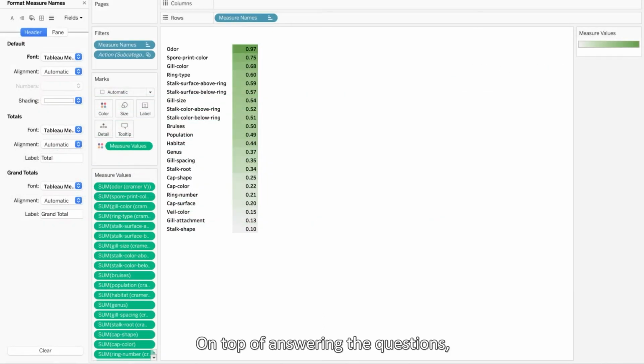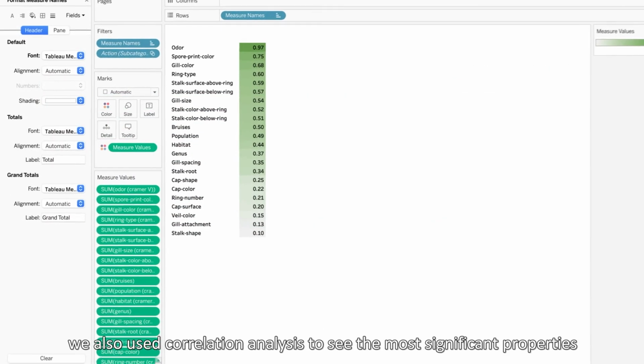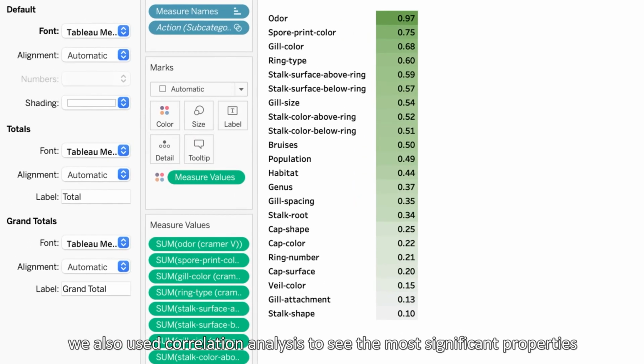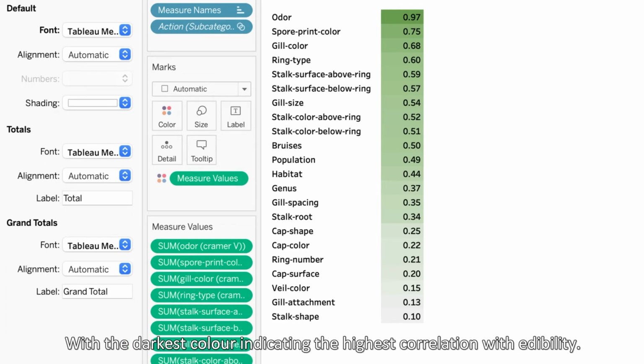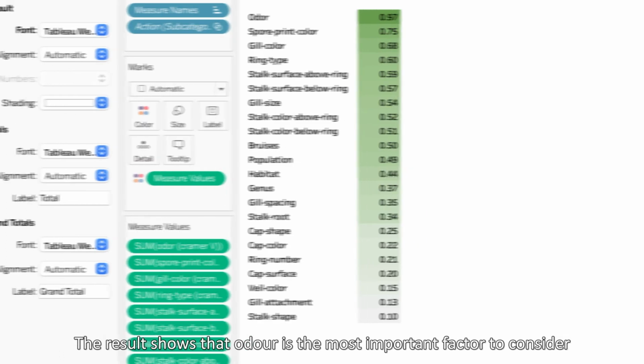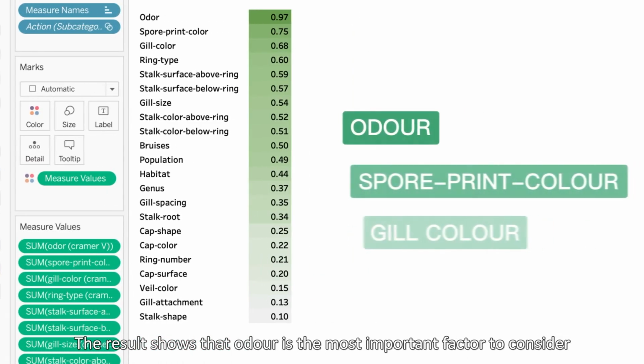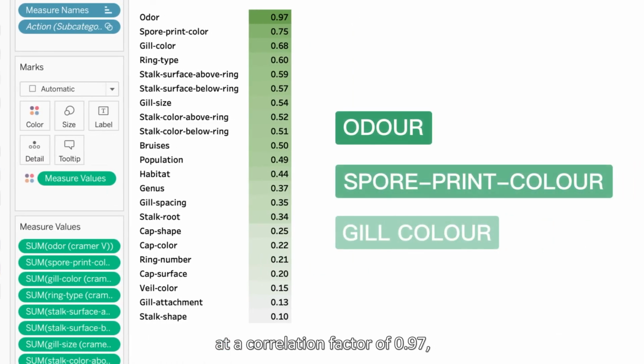On top of answering the questions, we also used a correlation analysis to see the most significant properties that indicate the edibility of mushrooms. The heat map table shows values with gradient color, with the darkest color indicating the highest correlation with edibility. The result shows that odor is the most important factor to consider at a correlation factor of 0.97, followed by spore print color and gill color.